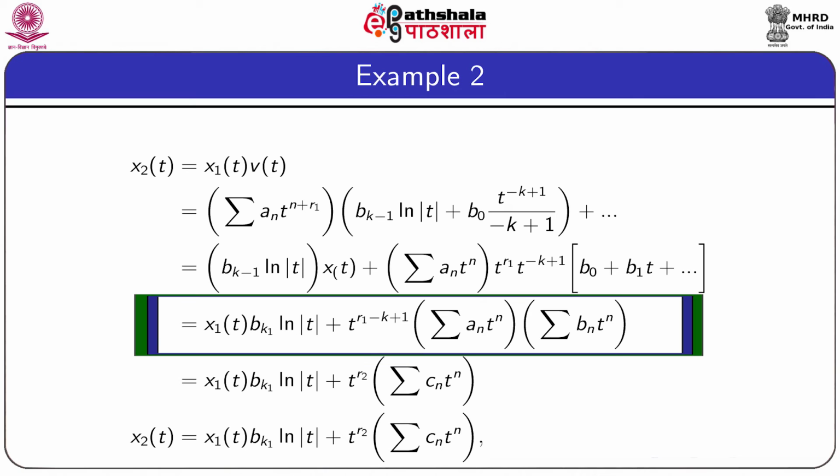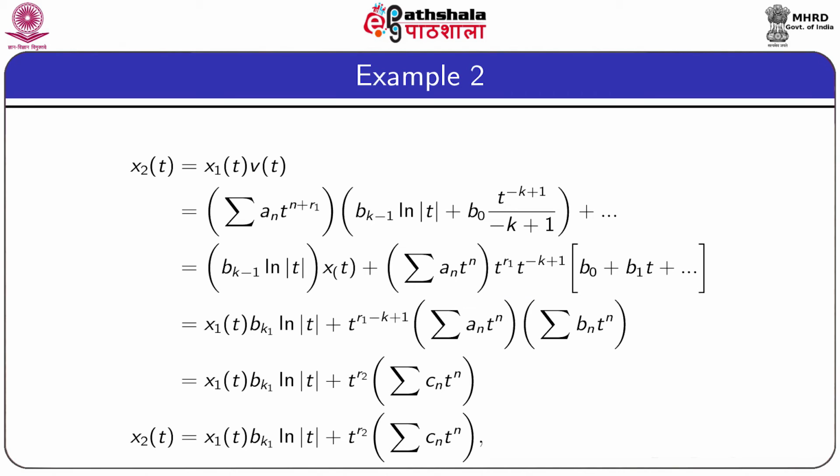This can be written in the simplified form as x1(t) b_{k-1} log of |t| plus t to the power r1 minus k plus 1 multiplied by summation n equal to 0 to infinity a_n t^n multiplied by summation n equal to 0 to infinity b_n t^n, which is equal to x1(t) b_{k-1} log of |t| plus t^r2 summation c_n t^n. Therefore, x2(t) is equal to x1(t) b_{k-1} log of |t| plus t^r2 summation c_n t^n.